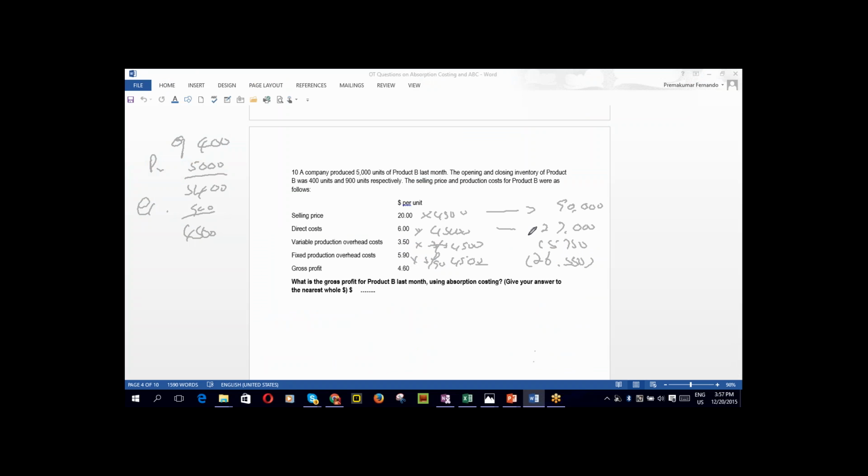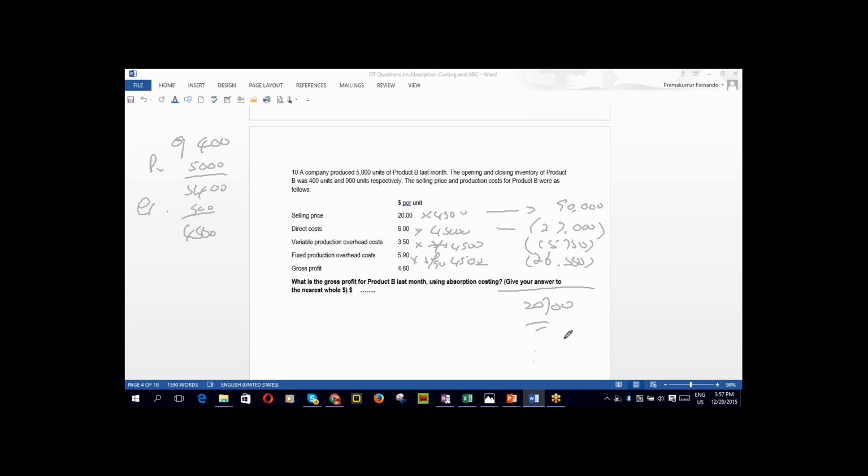So you have been asked to calculate the gross profit. It is 90,000 minus 27,000 minus 15,750 minus 26,550. So it will be 20,700. So this question you would have seen.